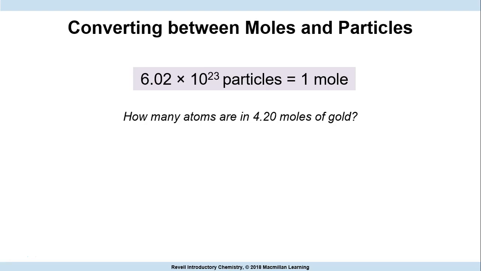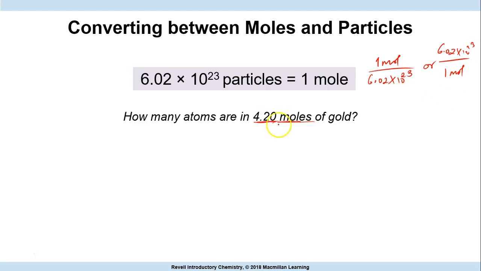Now, to calculate the number of atoms in 4.20 moles of gold, we must use the Avogadro's number. Okay, now let's see the conversion factor. We know that 1 mole is equivalent to 6.02 times 10 to the 23, or 6.02 times 10 to the 23 is equivalent to 1 mole. So, as we always start with what we are given, and we use the conversion factor that will cancel out with the units and give us what we need.